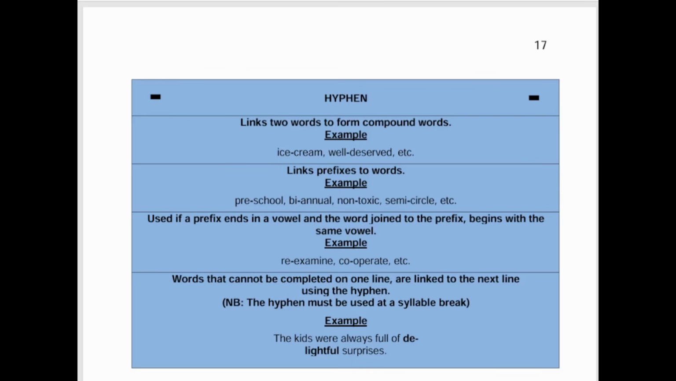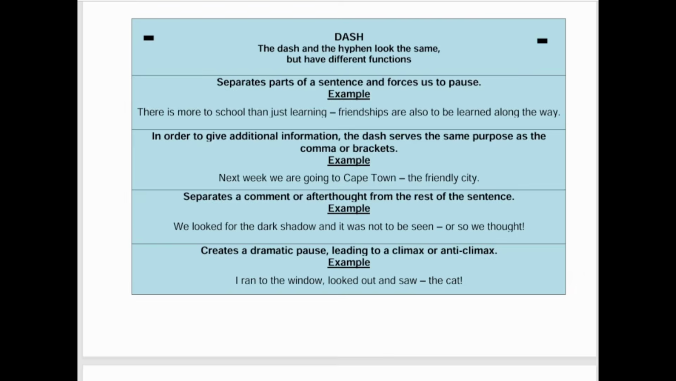Then another use of hyphen: words that cannot be completed on one line are linked to the next line using the hyphen. Maybe you are writing in your book and you find that the remaining space is not enough. So you have to continue the same word in the next line. You just place a hyphen at the end of the line, then you continue with the remaining letters of the same word in the next line.